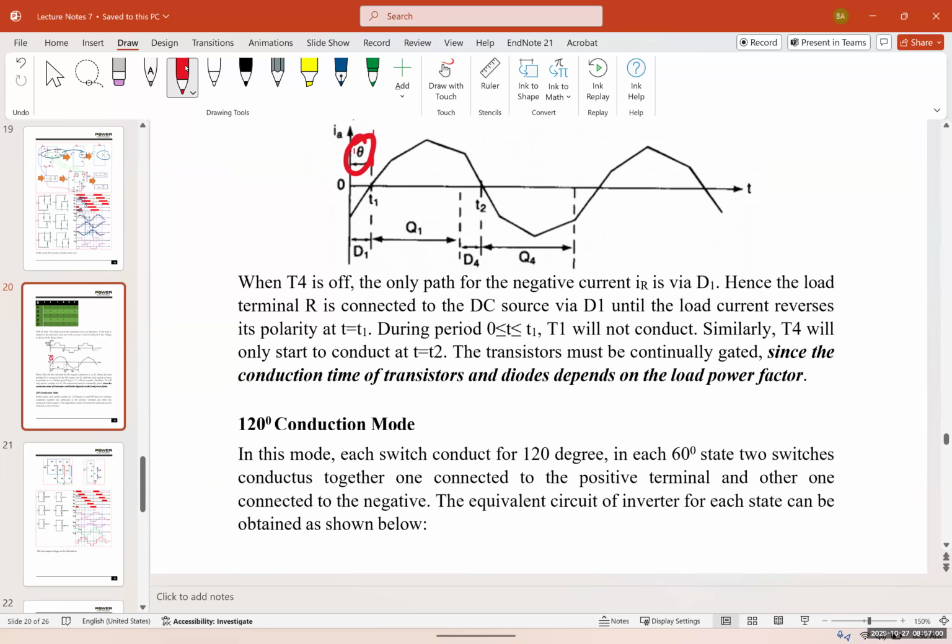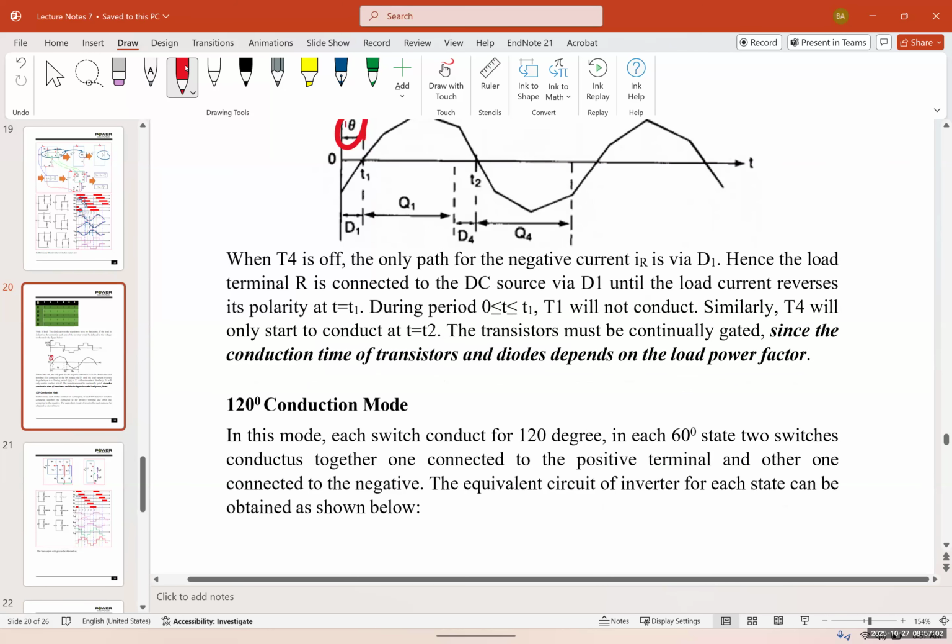So when T4 is off, the only path for the negative current, IR, is via D1. Hence, the load terminal R is connected to the DC source via D1 until the load current reverses its polarity at t equal to t1. During the period of theta, between 0 and t1, T1 will not conduct. Similarly, T4 will only start to conduct at t2.